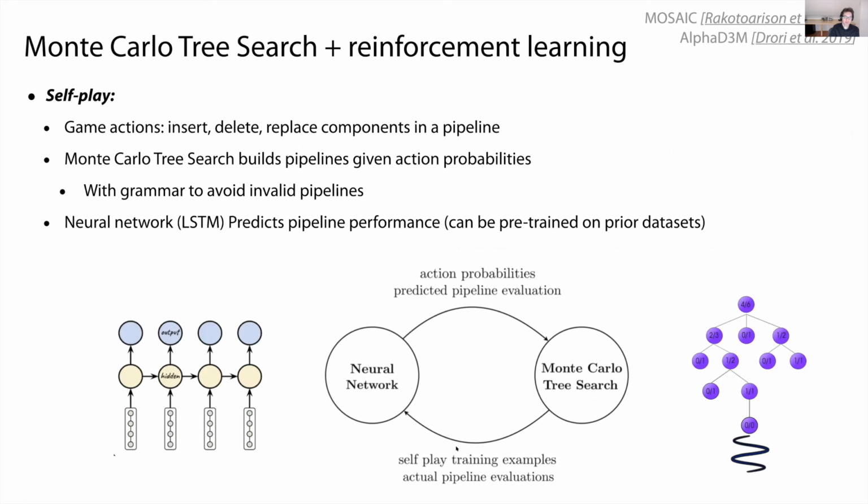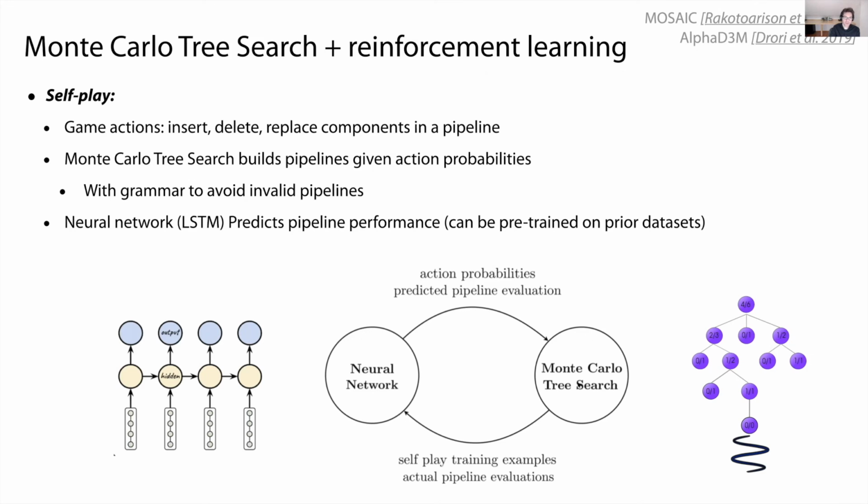You give the pipeline, you evaluate it, and you give it to a neural net. The neural net here is an RNN that has to predict action probabilities. So these are things like adding a component or removing a component from the pipeline. And it gives these action probabilities to the Monte Carlo tree search, which will then use that to sample the next pipeline to train. You also give the evaluation of the pipelines, and the neural network also has to predict how well a pipeline will behave. Okay. Now, because this tends to end up producing a lot of bogus pipelines, you want a grammar as well to avoid invalid pipelines.